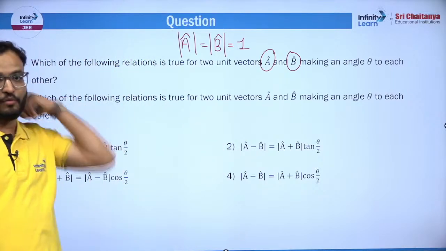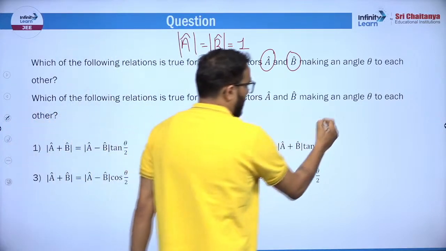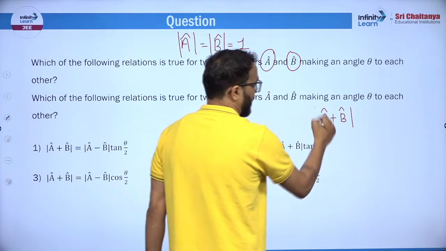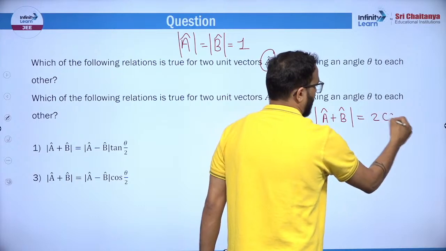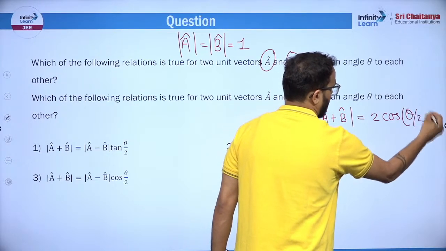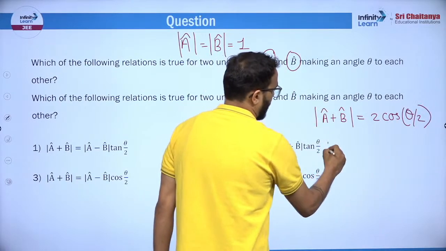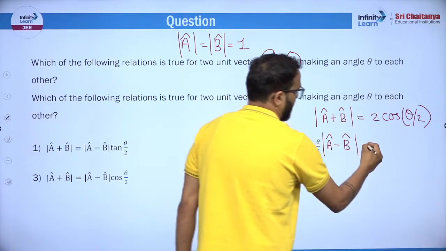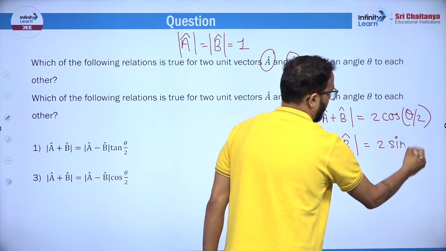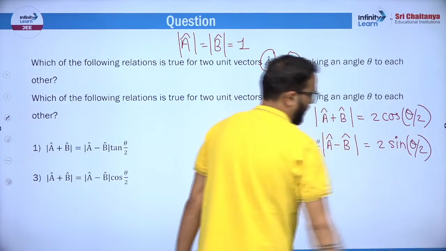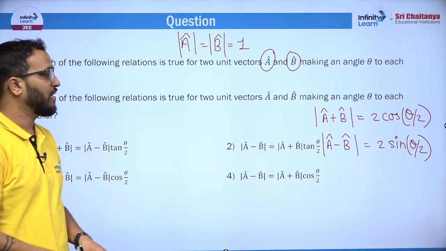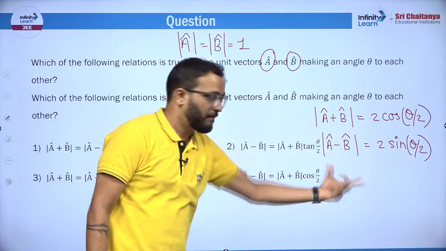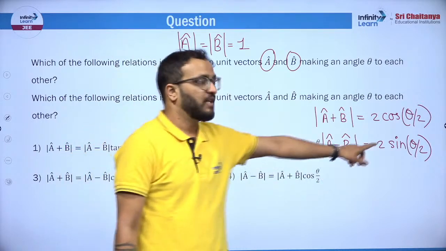Okay, so there is a formula, student, direct formula, which you can use, that if you are adding 2 unit vectors, a cap plus b cap, their mod is 2 cos of theta by 2. This is the direct formula. And if you are doing like this, a cap minus b cap, then the answer is 2 sine of theta by 2. Okay. So if you take the ratio, you will definitely get your answer. So from here you can say vector a cap minus b cap mod upon vector a cap plus b cap mod will give you tan theta by 2.